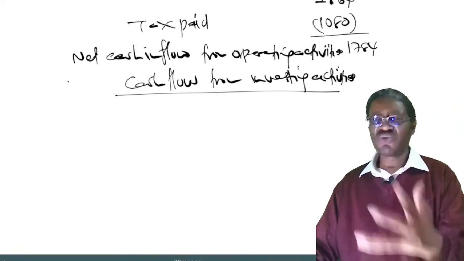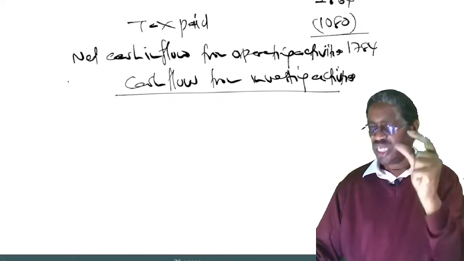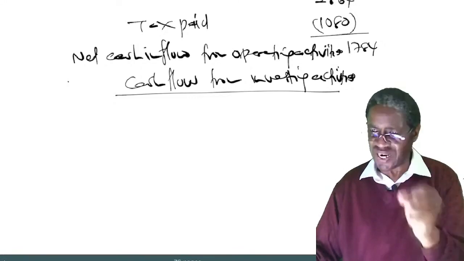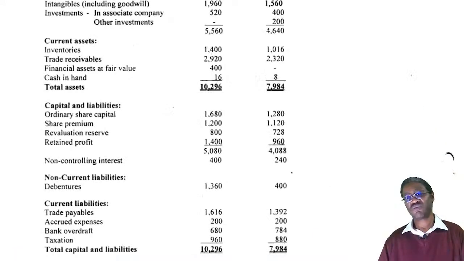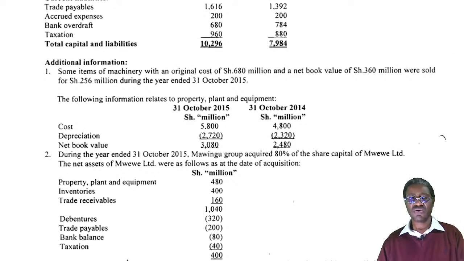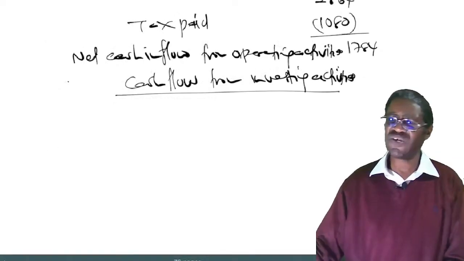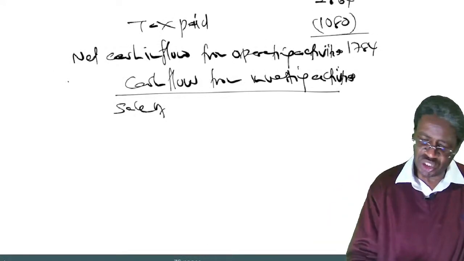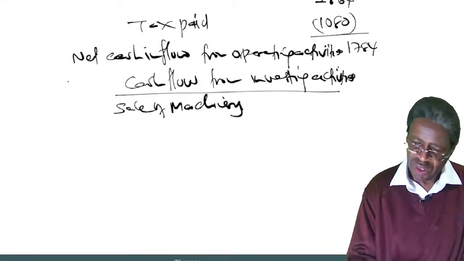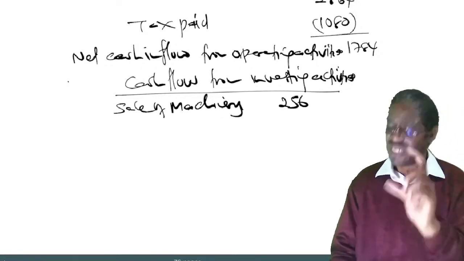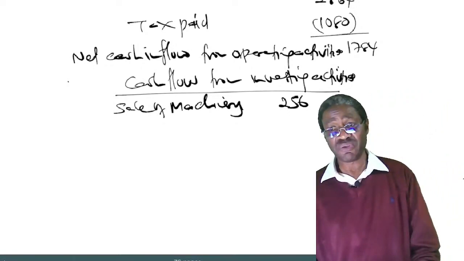From note number one, note number two, is there an investing activity? I told you, listen, investing activities are those transactions that affect fixed assets. Good. From note number one, is there anything affecting it? Yes. If you look at note number one, we are told some item of machinery with an original cost of 680 million with a net book value of 360 million were sold for 256 million. So we have sale of machinery. That's in investing. So bring it. Sale of machinery, 256 million. That is obviously an inflow.